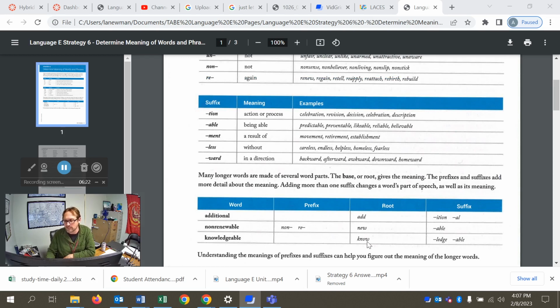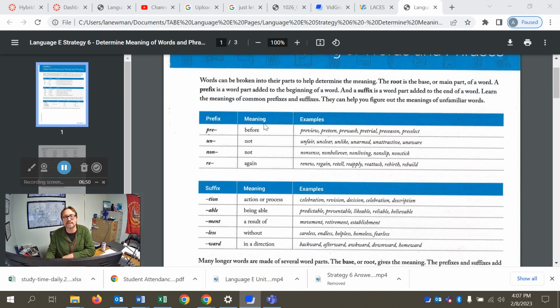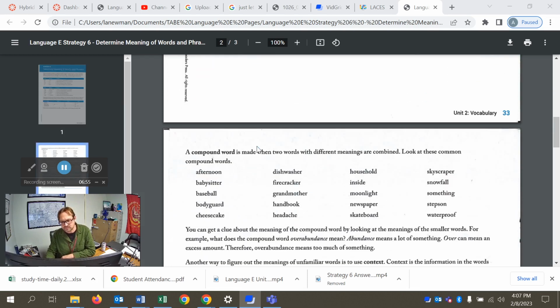Knowledgeable, our root word is know, and the suffix ledge, it's related actually to the term ledger, which means like a record that you keep of something. So knowledge literally means like record of knowing. And if we add able, the ability to know, or having a lot of knowledge, that's the meaning of the word. So even when you get to one of these longer words, some of the same processes of breaking them down into prefixes, suffixes, and roots can help you determine the meaning.